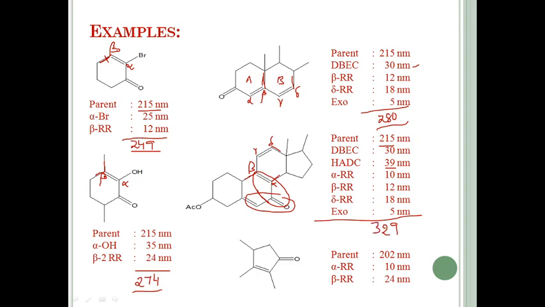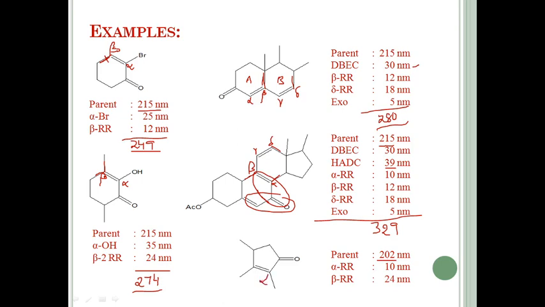329 nanometer. So this is the overall lambda max value for the compound given. Now come to the next system. This is a cyclic 5-membered enone system. All the systems that we discussed in the above examples are 6-membered cyclic enone systems, and this one is a 5-membered cyclic enone system. The parent value must be 202 nanometer.